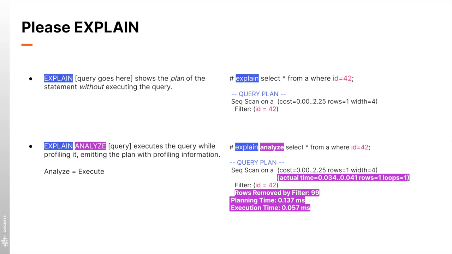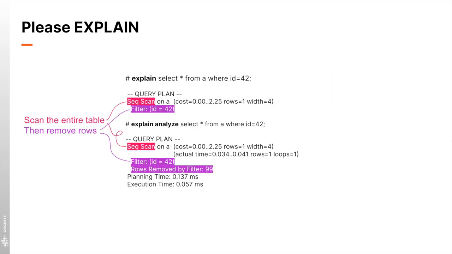So on the right, we have a query where we first just get the plan and then get the plan with the profiling information. For this particular query, Postgres has chosen to scan the entire table and then filter on the rows. We created a table here with only 100 rows in it, and we haven't created any indexes yet. So this is pretty much the only plan Postgres can make at this stage. So it scans the entire table using a full table scan or sequential scan, and then just filters these. And we see that, of course, most of the rows have been removed by that filter.